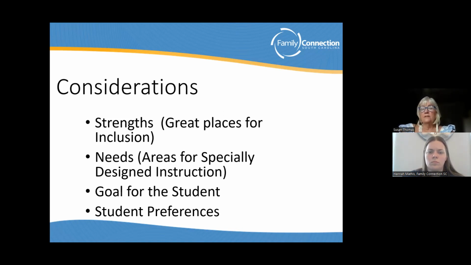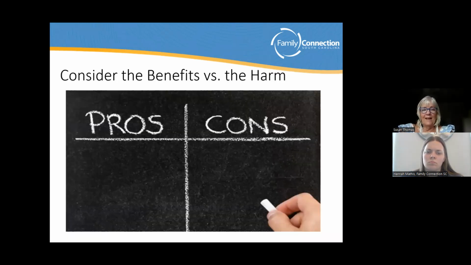And then we also like to look at student preferences. Students sometimes want smaller group instruction. They do better with that. There are all kinds of considerations when we're making those decisions. And a lot of people don't want to talk about this, but we do need to consider the benefits versus the harm. I always say, let's make a list. Think about the pros and cons.